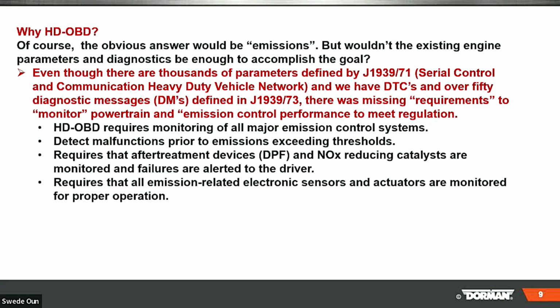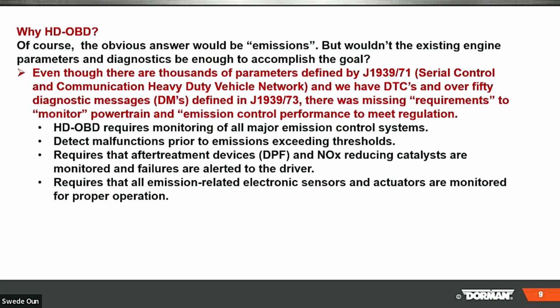1939/71, and 1939, just so you know, and I'll get into that, is a master, but there are so many other areas, different families that define a lot of the separate areas that belong with J1939. So again, J1939/71, serial control communication heavy duty vehicle network, is the way you want to look at it. And we have DTCs and over 50 diagnostic messages defined in J1939. And now I jumped into that 73.